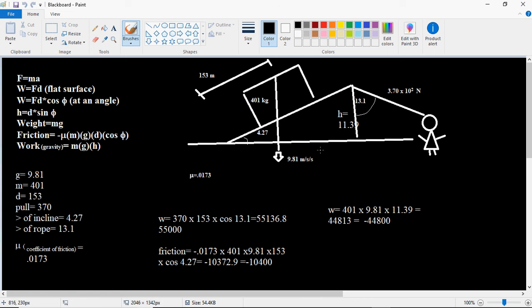Okay? In the next video, we will deal with that projectile problem, the double kinematic projectile problem of the stone launched off the cliff and into the sea. Okay? Hope this helps.